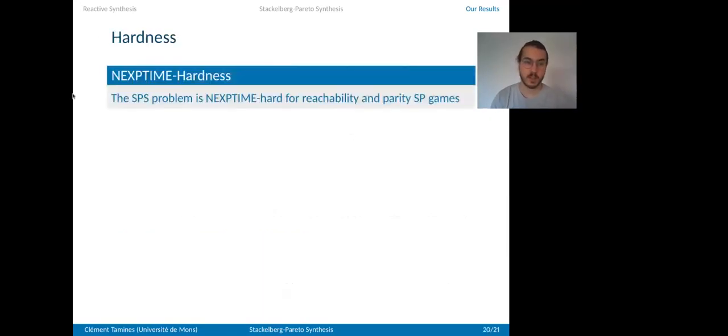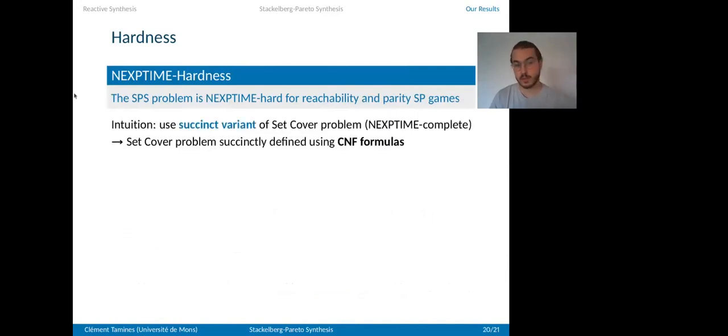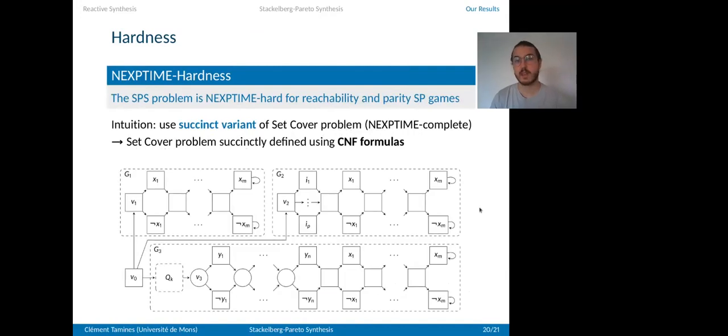Let's now turn to the NEXPTIME-hardness of the Stackelberg Pareto synthesis problem. In order to show this result, we use a succinct variant of the set cover problem, which we have shown to be NEXPTIME-complete. This corresponds to the set cover problem succinctly defined using CNF formulas. We can see that the game arena of the corresponding Stackelberg Pareto game is much more complicated, but the arguments that we used are similar to the ones that we used for the NP-hardness on tree arenas.